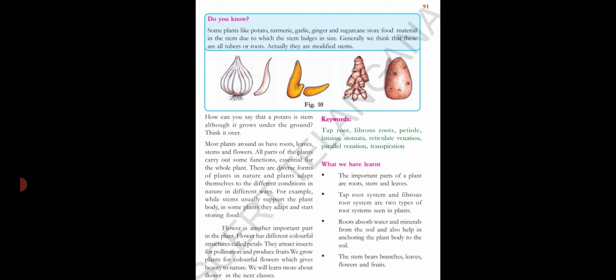How can you say that a potato is a stem although it grows under the ground? Think it over. Actually the stem can grow downward, children. This is underground stem growth, the potato.